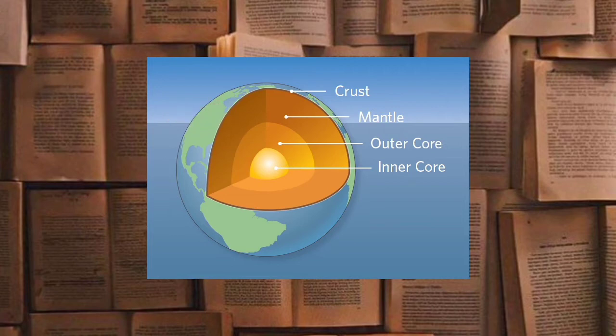The core. At the center of the Earth is the core, which has two parts. The solid, inner core of iron has a radius of about 760 miles, 1,220 kilometers, according to NASA. It is surrounded by a liquid, outer core composed of a nickel-iron alloy.